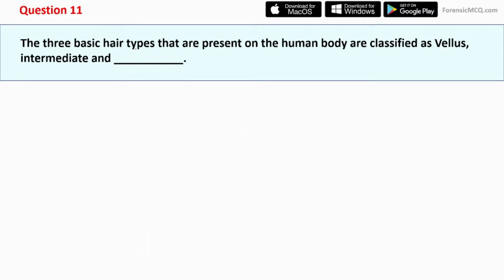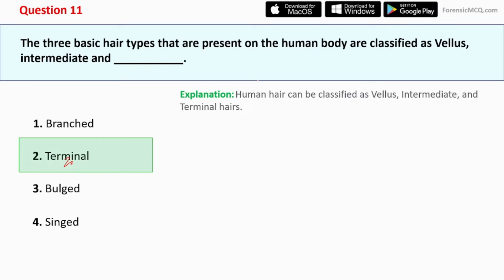The three basic hair types that are present on the human body are classified as vellus, intermediate, and dash. And the options are branched, terminal, lugged, and cinged. So the correct answer is terminal. So let's check the explanation part. Human hair can be classified as vellus, intermediate, and terminal hair.